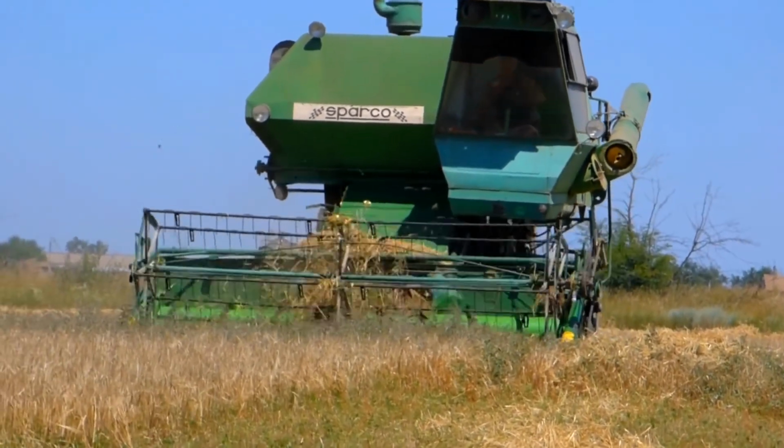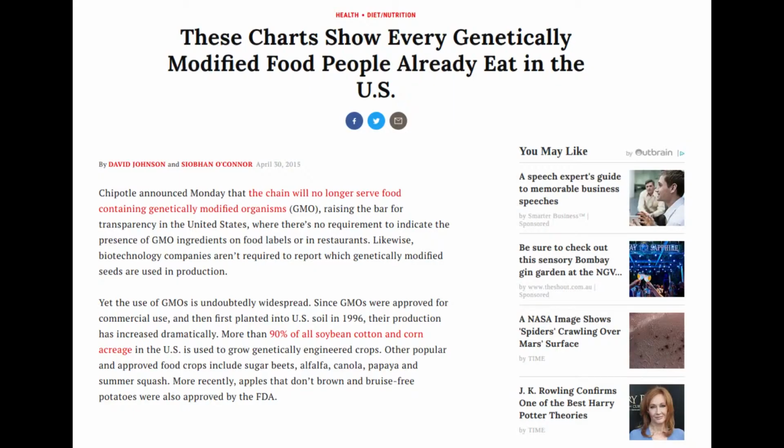Both of these improve yields, reduce running costs, and are less labor intensive, which makes production cheaper and lowers food prices.